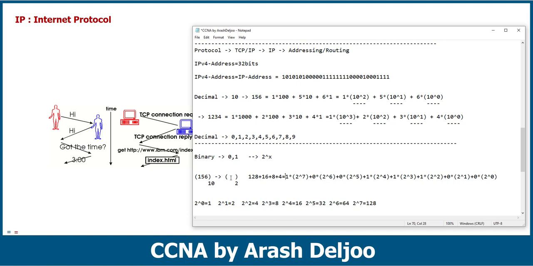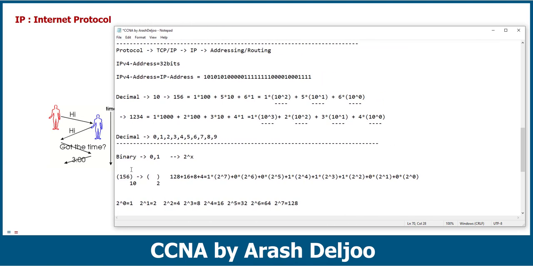For example, when you want to write the power of 2, here we have 1, the first factor, and also the next is 0. After that the next is 0, then 1, then 1, then 1, 0, 0. Okay, this is the binary value of 156.